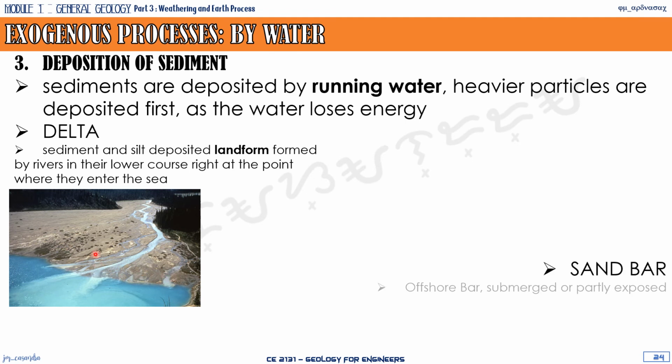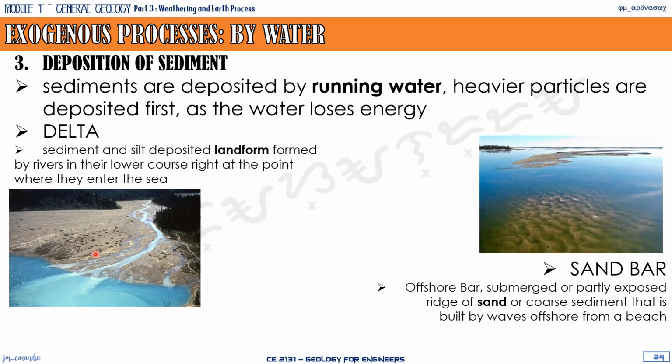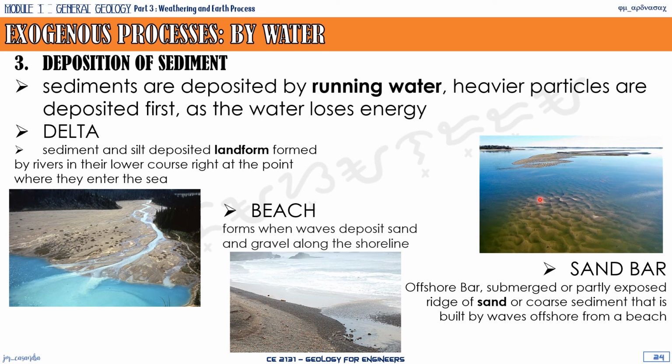Then we have your sandbars, so or also known as offshore bar. These are now submerged or partly submerged ridges of sand by the beach. So ito yung deposition. And then we have the beaches. So forms when wave deposits sand and gravel along the shoreline. That's for deposition. For endogenous process, we'll now have 3.